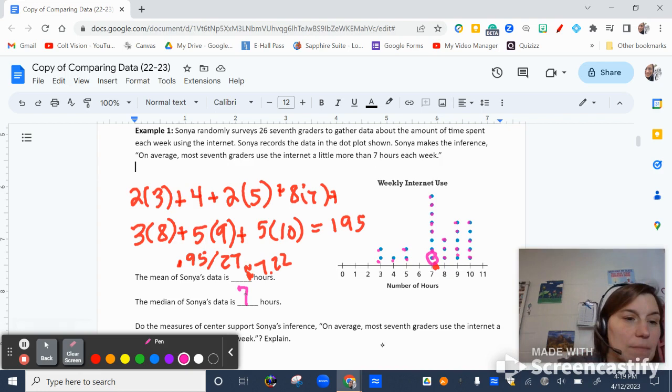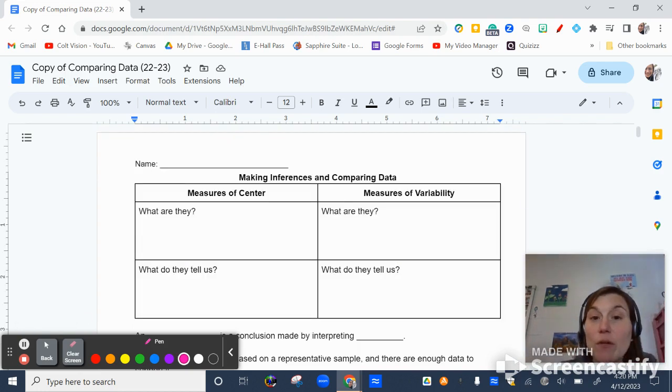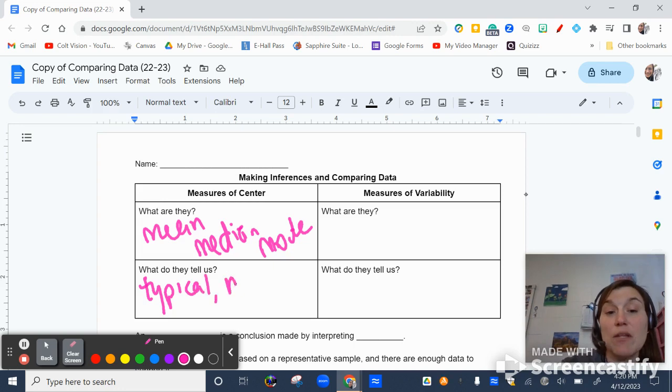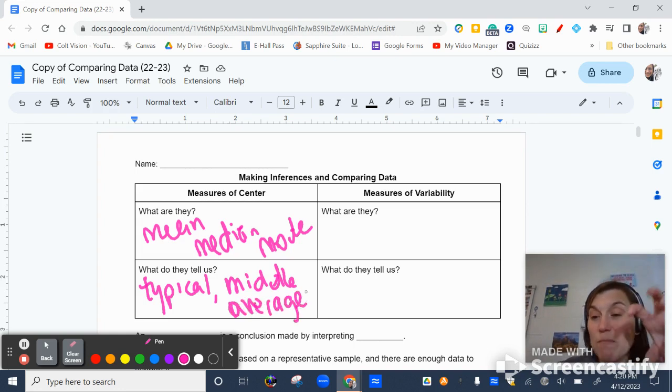Okay. So let's go back up here to the top where we're making inferences and we're comparing data. When we make inferences, we're not going to make inferences based on the max or the min. We're going to make inferences based on the measures of center. So we're going to look at things like the mean, the median, and the mode. And what that's going to tell us is what the typical is, what the middle is, what the average is. That's going to give us our middle, our center, our most common.